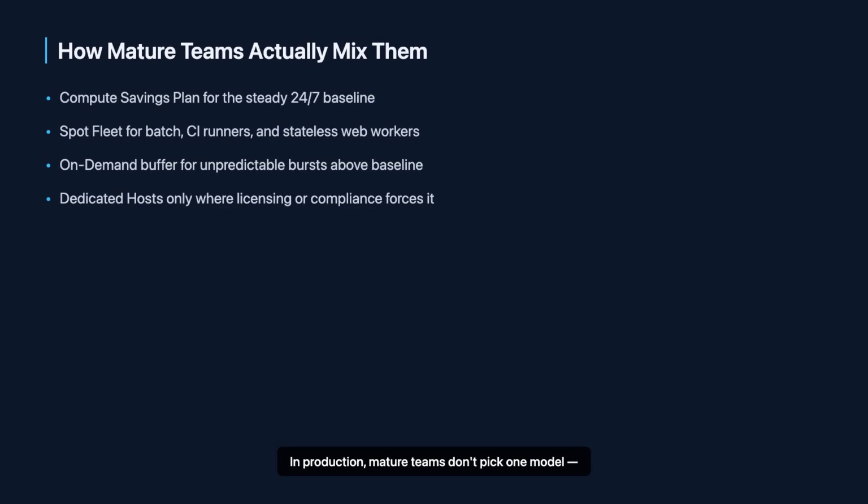In production, mature teams don't pick one model, they layer all 4. A compute savings plan covers the steady 24/7 baseline that runs every minute of every day. A spot fleet handles the batch jobs, the CI runners, and stateless web workers where interruption is recoverable. On-demand sits as a buffer above the baseline for unpredictable spikes that exceed what's committed, and dedicated hosts only show up where licensing or compliance actually forces them. The discipline is never committing to 100% of usage, you always leave room for the architecture to evolve.